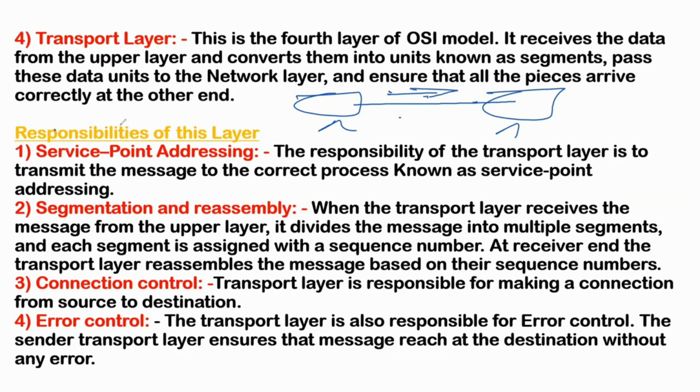So if we talk about the responsibilities of this layer, you can see here, the first responsibility is service point addressing. Service point addressing means the responsibility of the transport layer is to transmit the message to the correct process, known as service point addressing. Means if we take an example, just a minute, let me clear.